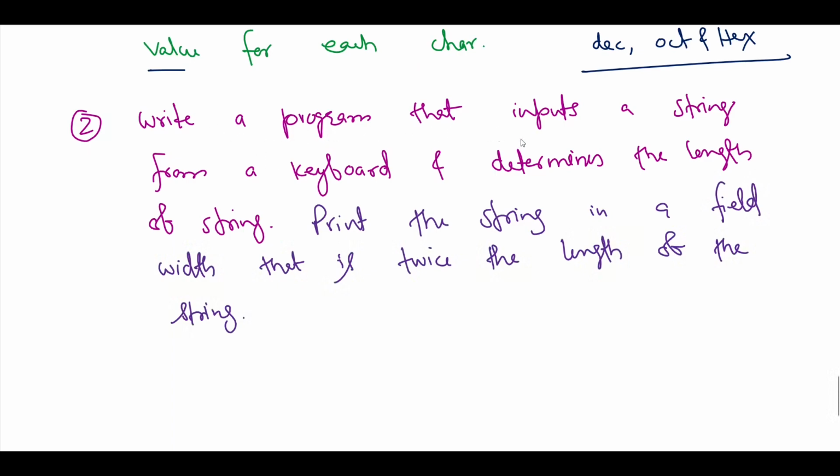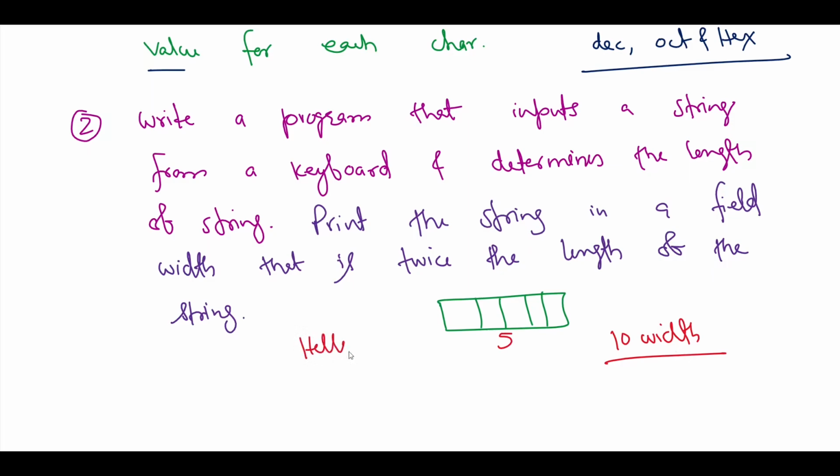Now moving to second question. In the second question, you have to write a program that inputs a string from the keyboard and determines its length. Then you have to print the string in a field width that is twice the length of the string. So suppose you have a string of 5 characters, then you have to print this string in a width of 10, right? So suppose you have hello, then you have to use 5 more spaces, and maybe you want to pad this on the left side, or maybe on the right side. That depends on you, right?